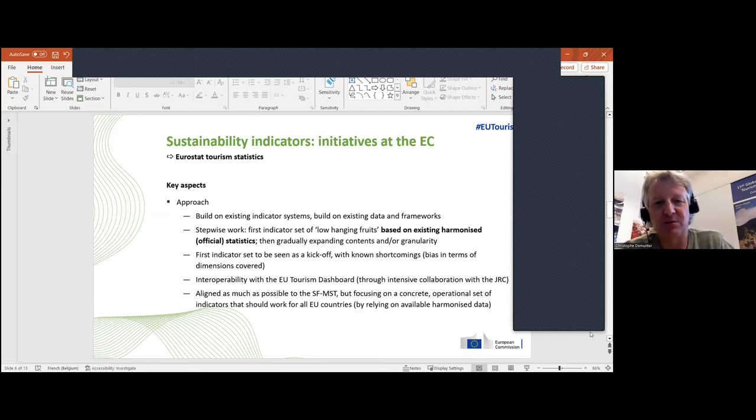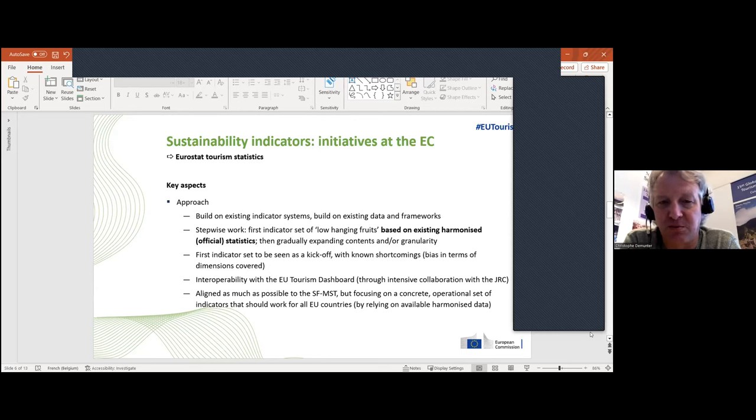The approach we are now taking is to build an indicator system based on existing data. We have, as you might know, a huge gold mine of data at Eurostat, not only in the area of tourism. So what we want to do is to reuse, to the extent possible, the existing data.